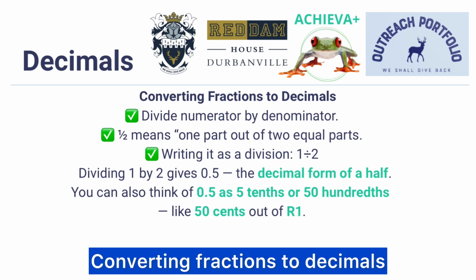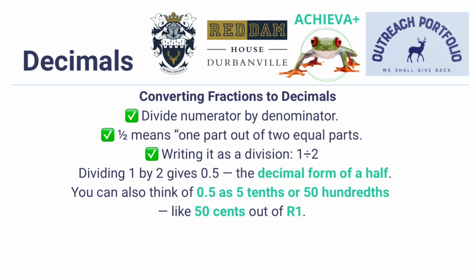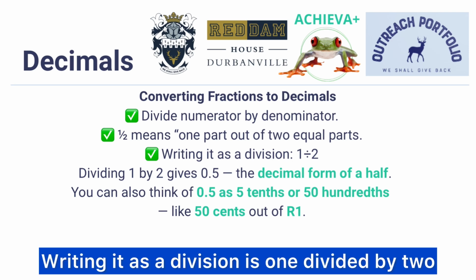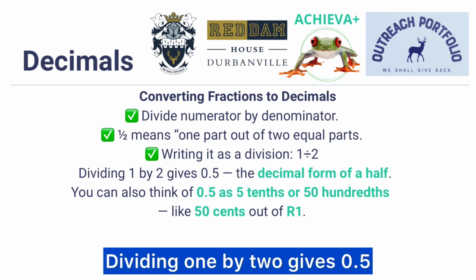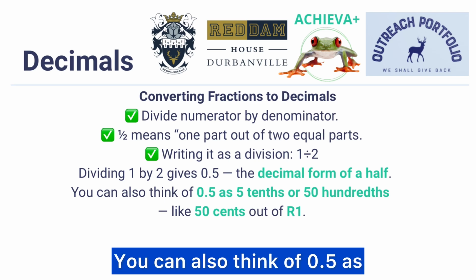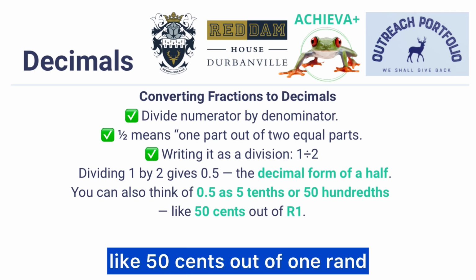Converting fractions to decimals. Divide the numerator by the denominator. 1/2 means 1 part out of 2 equal parts. Writing it as a division is 1 divided by 2. Dividing 1 by 2 gives 0.5, the decimal form of a half. You can also think of 0.5 as 5/10 or 50 hundredths, like 50 cents out of 1 rand.